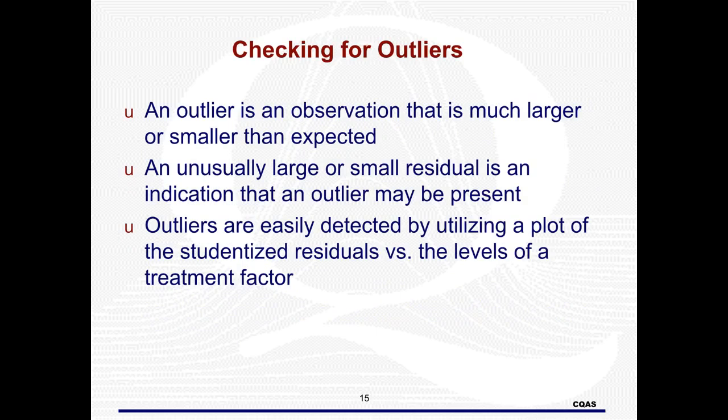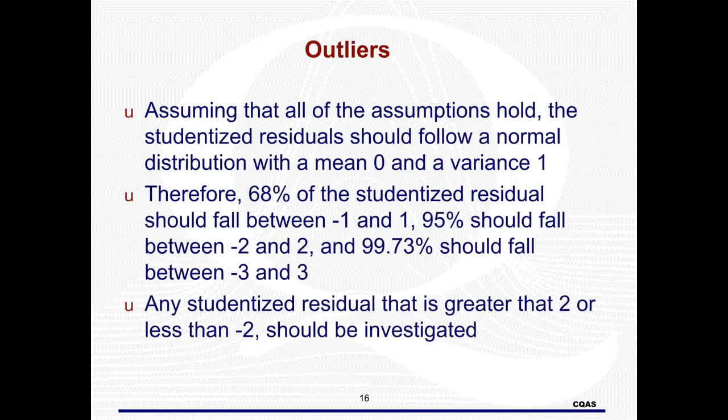Outliers are observations that don't behave like the rest of the data. Large studentized residuals are your first clue. But remember, an outlier isn't automatically wrong. It's just unusual. If assumptions hold, studentized residuals follow a standard normal distribution. That gives us probability-based cutoffs. Anything beyond plus or minus 2 deserves investigation. Beyond plus or minus 3 is very rare.